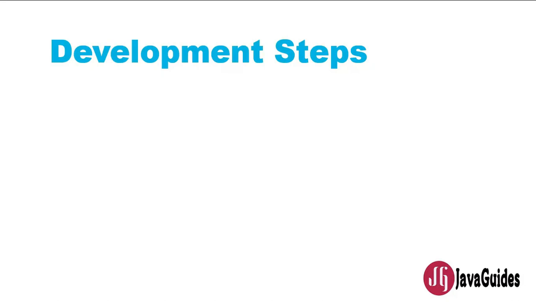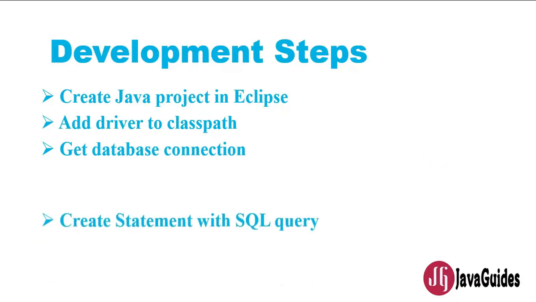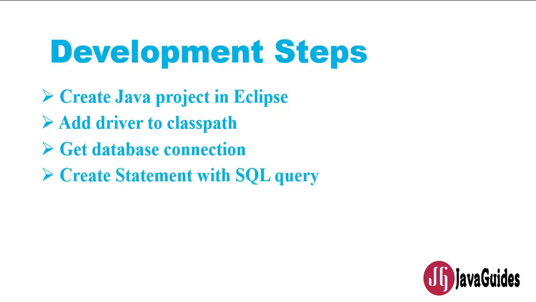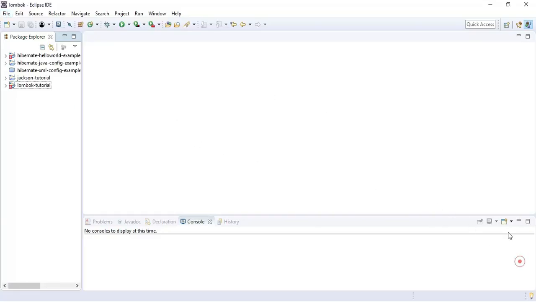So let's have a look at the development steps. First we are going to create a Java project in Eclipse IDE, and next we add a JDBC driver to the classpath, and we establish a database connection with the MySQL database, and we create a SQL statement, and we execute a query, and finally we process the result. Alright, let's start with step 1, that is creating a project in Eclipse IDE.